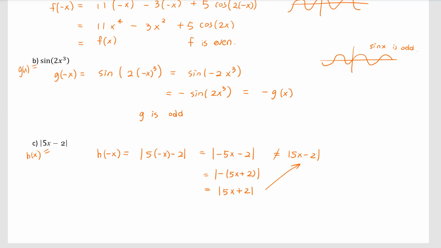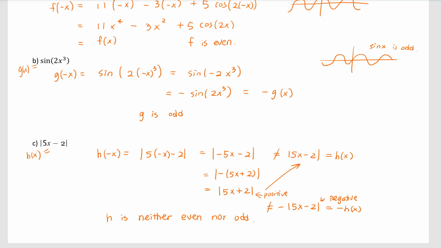Is this equal to negative absolute value of 5x minus 2? No. This one is always positive, and that one is negative, less than or equal to 0. This one is greater than or equal to 0. So that's why h of minus x is not equal to h of x and is not equal to minus h of x. So that's why h is neither even nor odd.